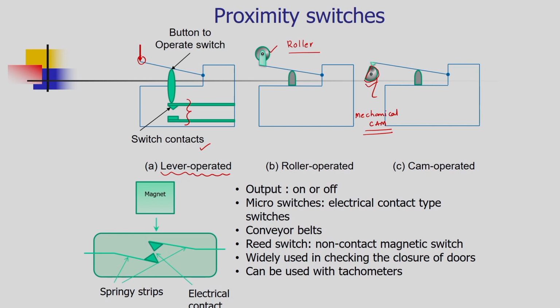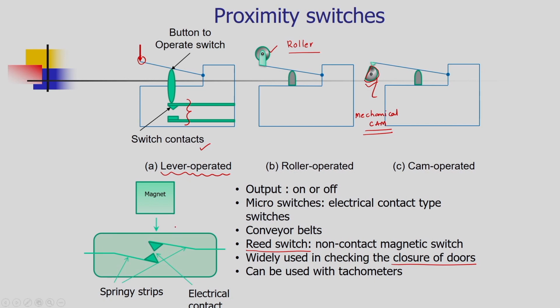One more useful switch which is used in conveyors is the reed switch, which is used in checking the closure of the doors for safety operations. That is the reed switch. A reed switch has an electrical contact, and the normal position of this contact is open. So, there is a magnet.